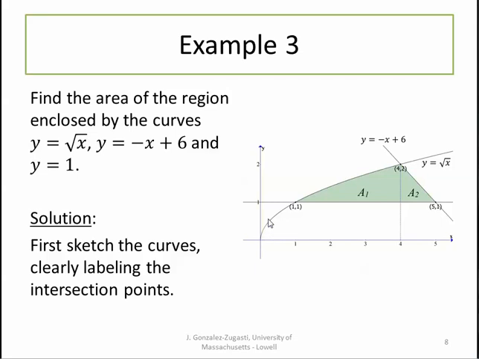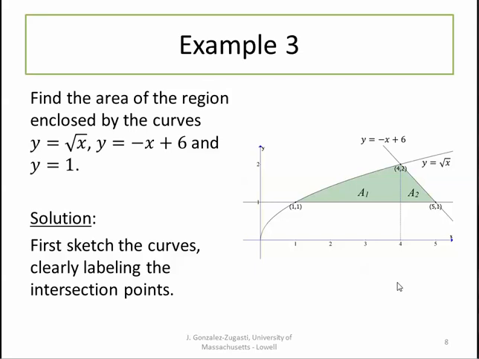Here's the curve y equals the square root of x. Here's the curve y equals negative x plus 6, and here's the curve y equals 1. Once you've drawn these three curves, you should be able to see where they intersect and know that these two intersect at (1, 1), these two intersect at (5, 1), and these two intersect at (4, 2).